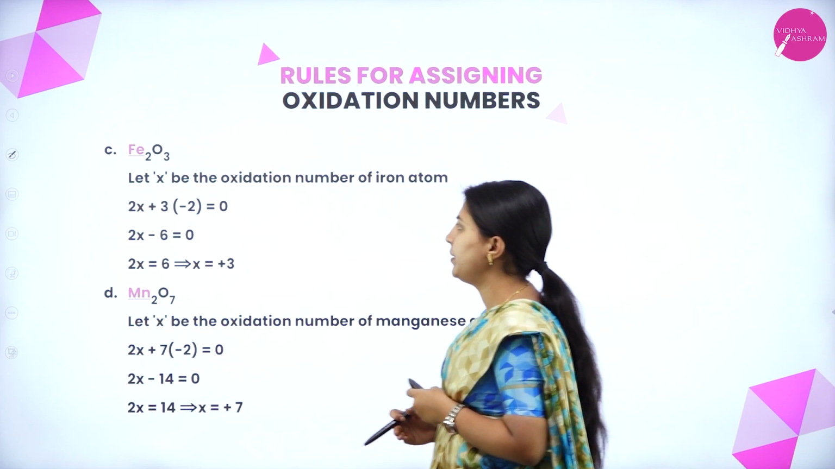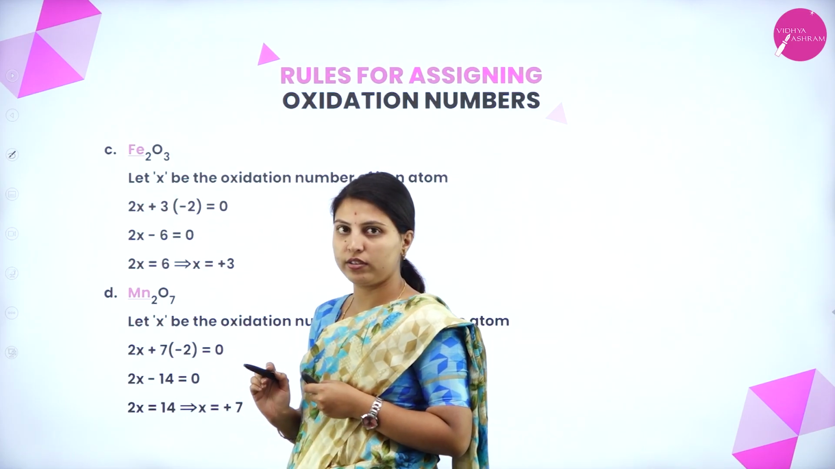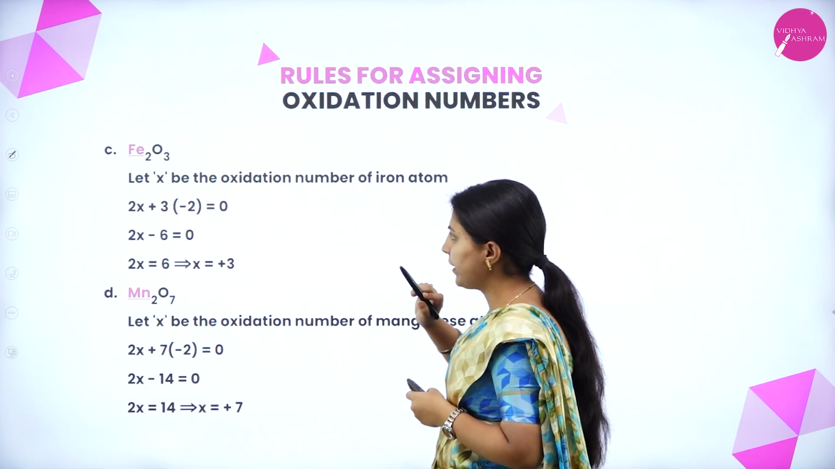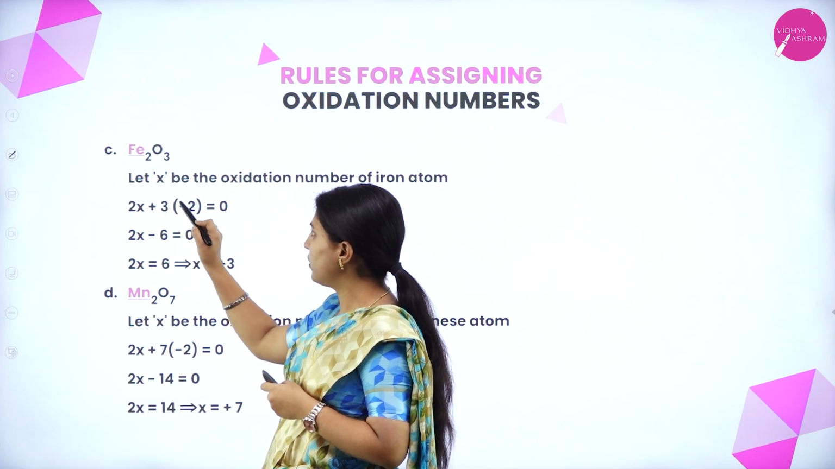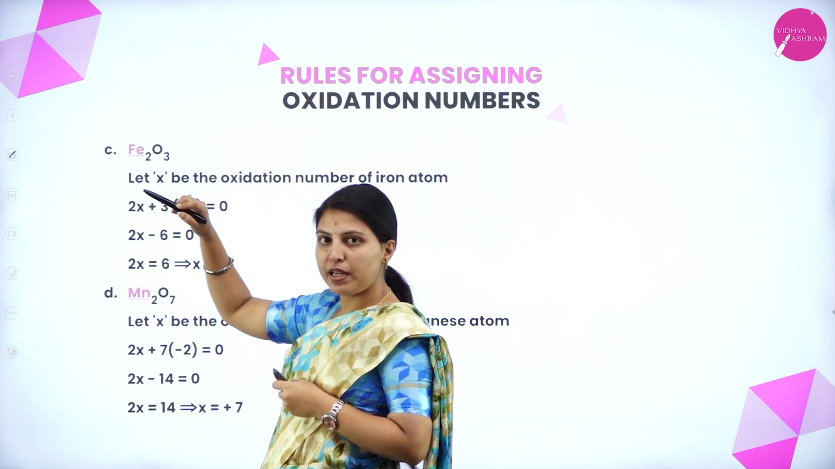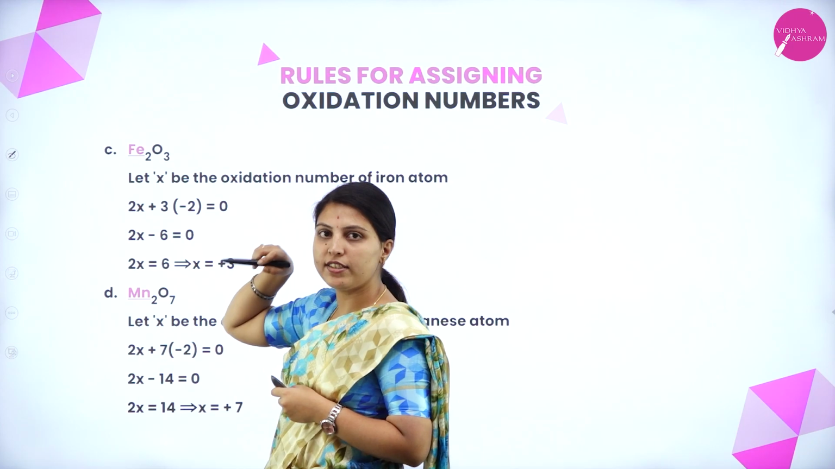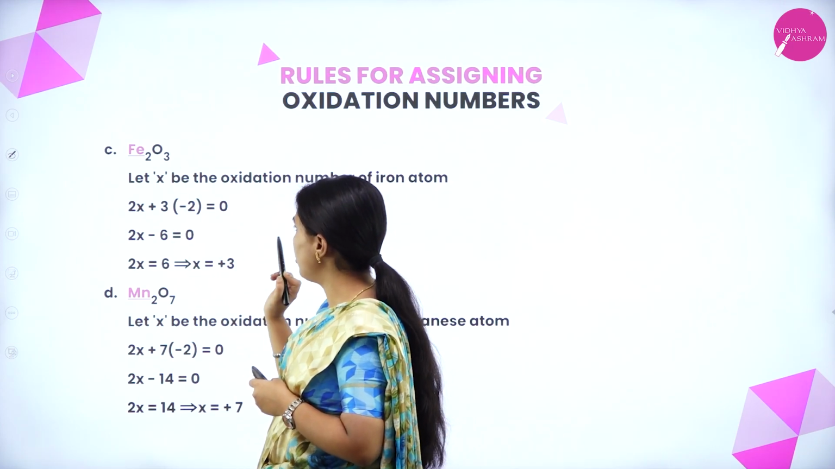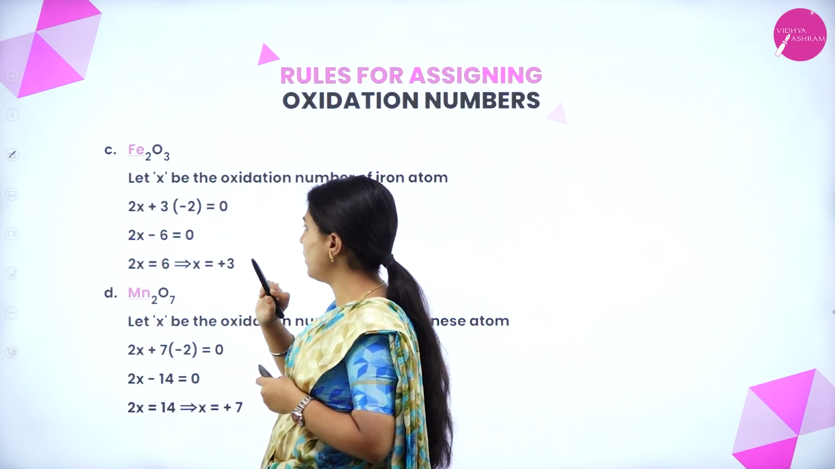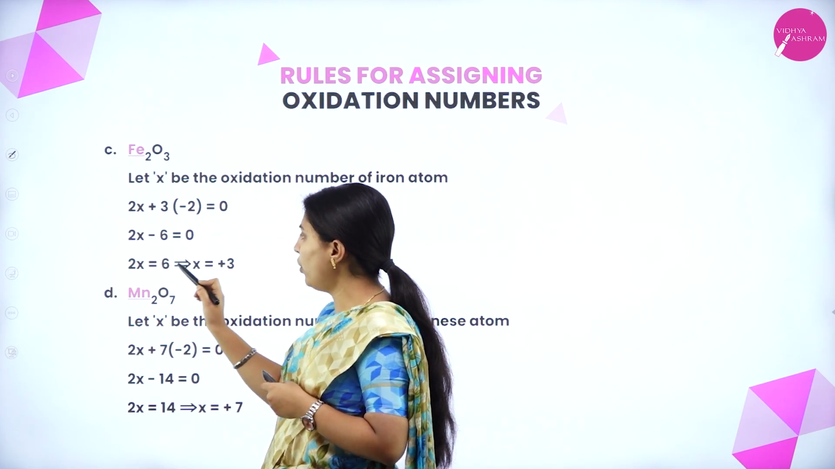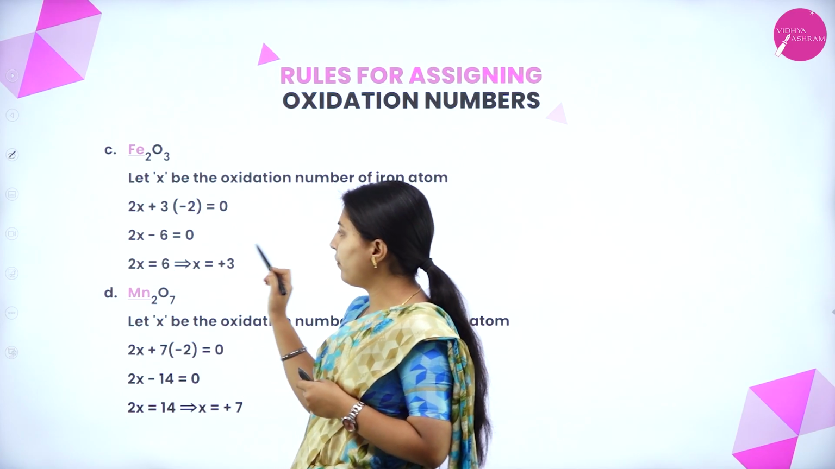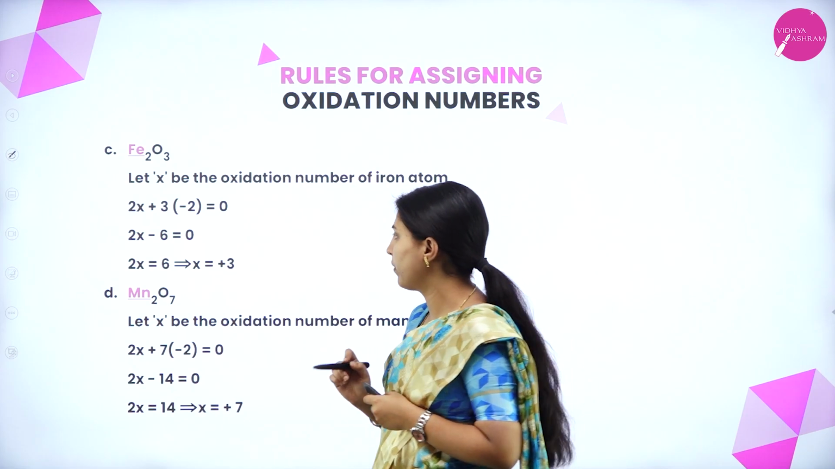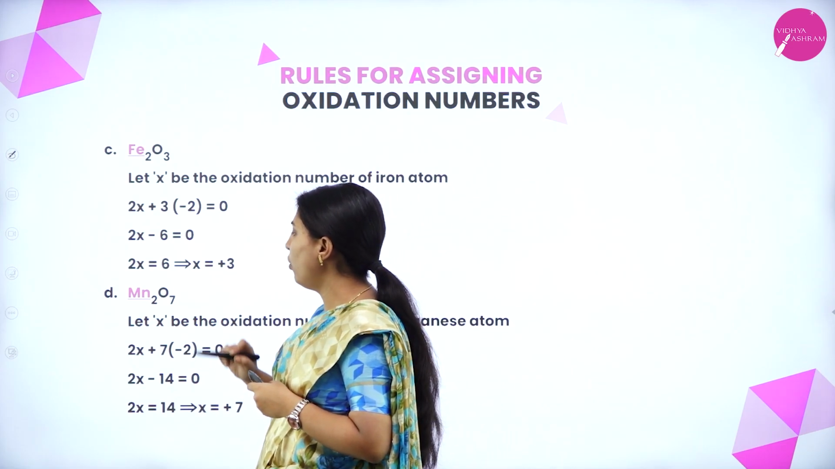Another example, Fe2O3, ferric oxide. Let x be the oxidation number of the iron atom. Here 2 atoms are present, but we don't know the oxidation number of iron, so 2x plus 3 into -2, where -2 is the charge of oxygen. 2x minus 6 equals 0. 2x equals 6, so x equals +3, that is 6 by 2. Next, Mn2O7.